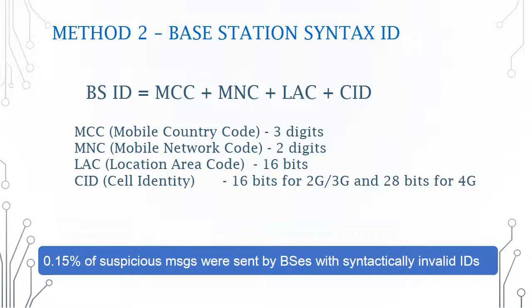In method 2, the base station ID is checked for the right syntax, and based on that, the model would determine if the message is from the fake base station or a legitimate base station. But this method is not very effective and may not be close to reality because fake base station operators are really smart, and they very rarely would make mistakes when constructing such erroneous base station IDs. However, in the 100 million plus user reports that were generated, about 0.15 percentage of suspicious messages were found to be sent by base stations with syntactically invalid IDs.